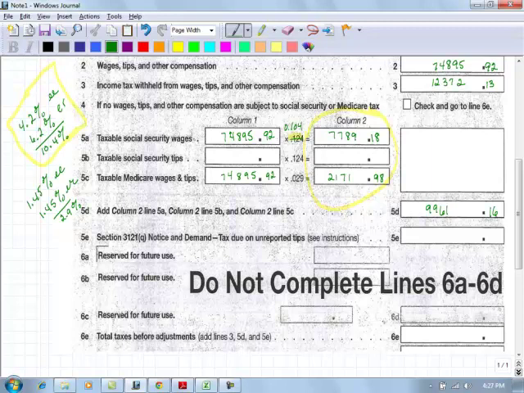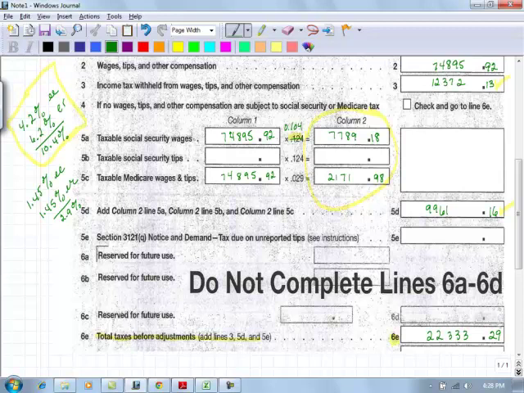So the next one that we come down to is right here in 6A, where it asks us what are the total taxes before we have any adjustments. But now we're going to be including this with our FIT and this with our OASDI and our HI. So those added together give us a total of 22,233.29.